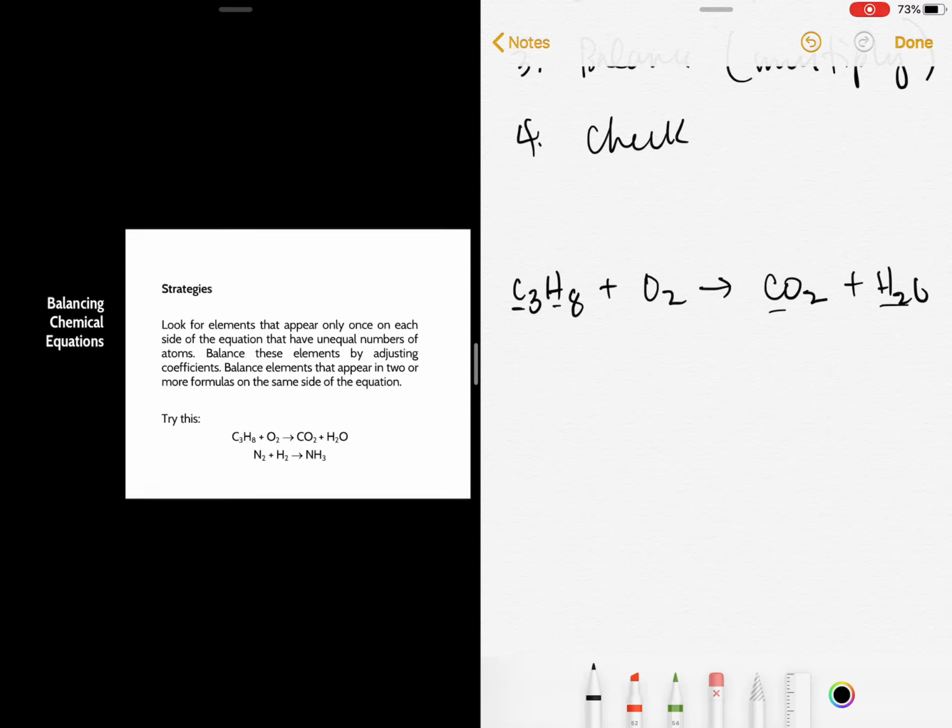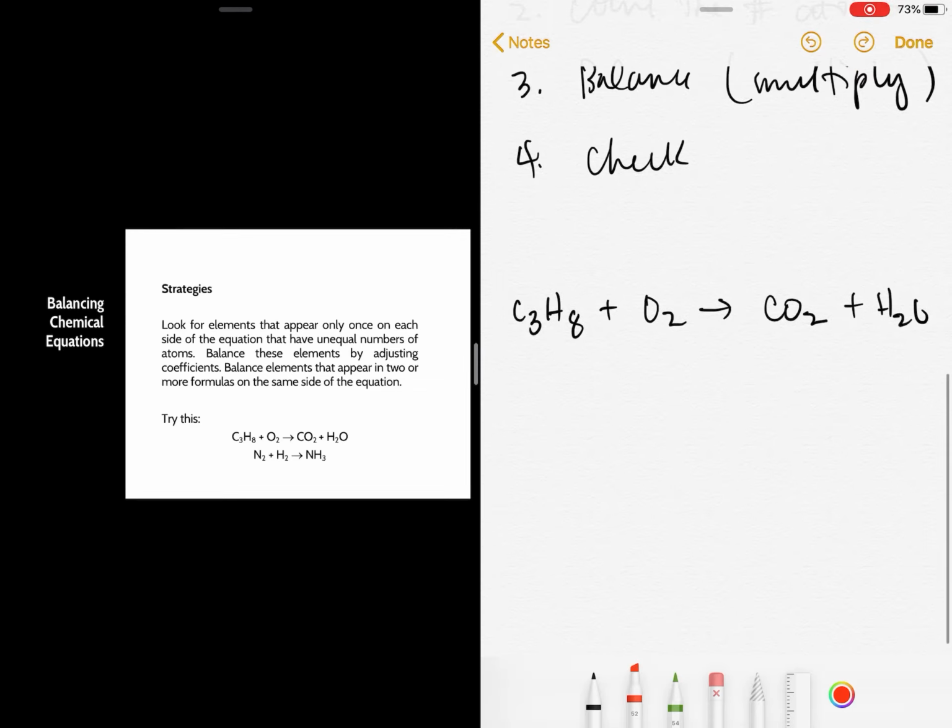Pero si oxygen, hindi tayo magsisimula kay oxygen. Bakit? Oxygen is written once on the reactant side, but in the product side, it is written twice. So, wag mo munang galawin si oxygen. Ang gagalawin mo lagi is yung elements na once lang na isulat on both sides of the equation. So, you can either start with carbon and hydrogen. So, dyan ka pwedeng magsimula.